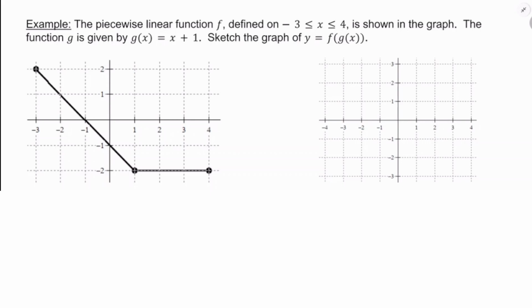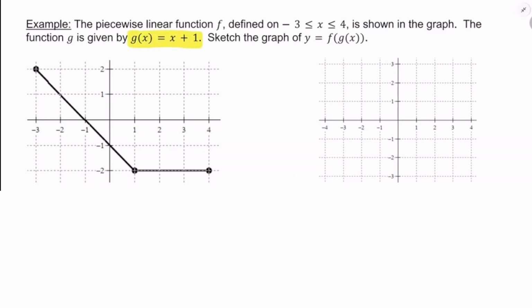All right, I really like this next one here. The piecewise linear function f defined on the closed interval -3 to 4 is shown in the graph. The function g is given by g of x equals x plus 1. Sketch the graph of y equals f of g of x. So I need to kind of get in there and think about, okay, what is y equals f of g of x even talking about?